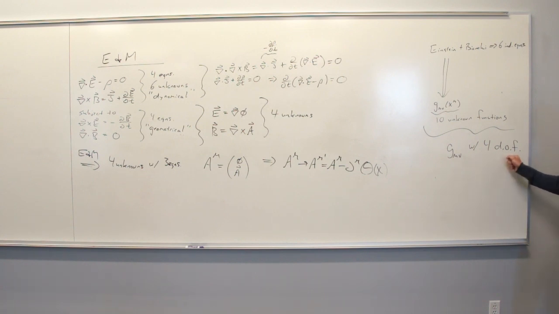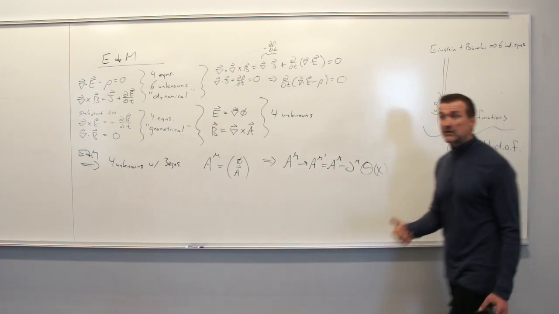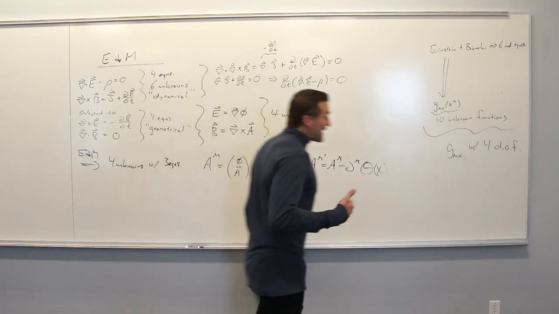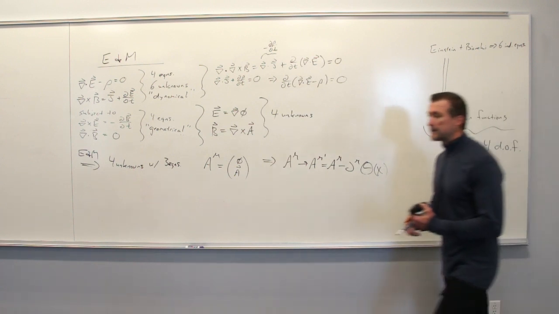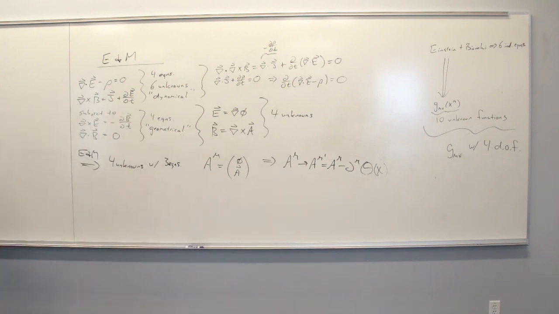So the fact that you have these 4 degrees of freedom left over is a good thing, and it's something to be expected. And in fact, in perfect analogy to E&M, this is the gauge freedom of general relativity. It is the freedom to redefine coordinates. Okay. All right. Any questions?